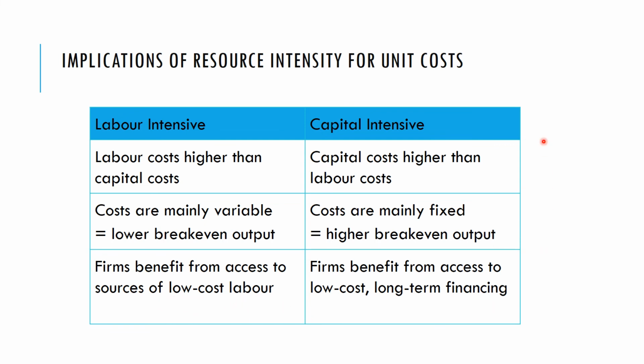If we think of capital-intensive industries, what does this mean for our business? Well, capital costs are the highest, higher than labour costs. The costs will be mainly fixed, which implies a higher break-even output. Instead of having access to low-cost labour, firms benefit most if they can access low-cost long-term financing. So large loans at cheap rates enables them to buy the machinery that they need to operate their business.